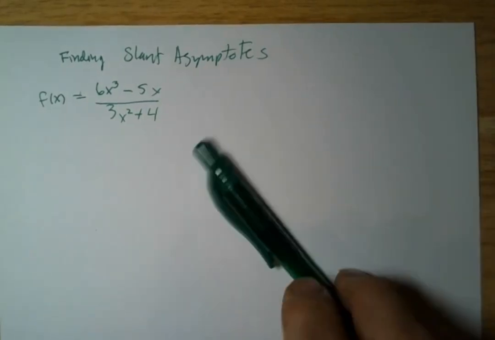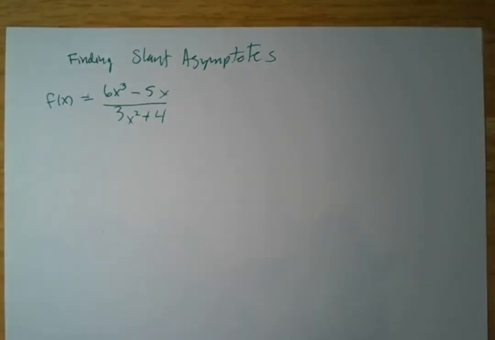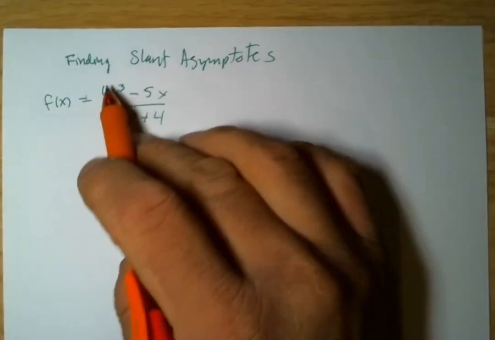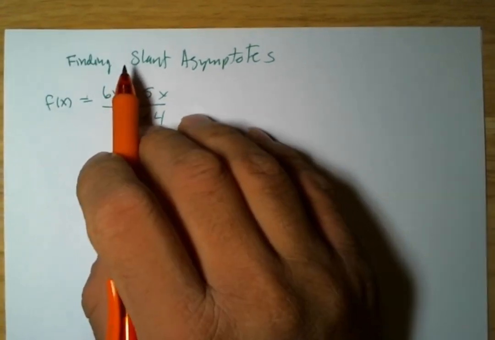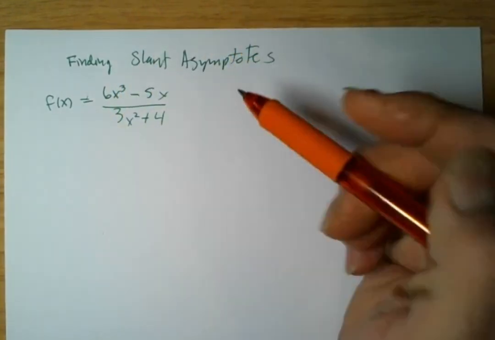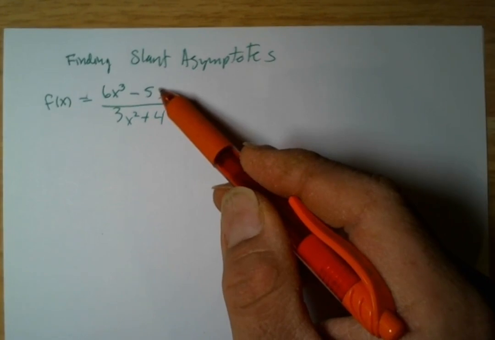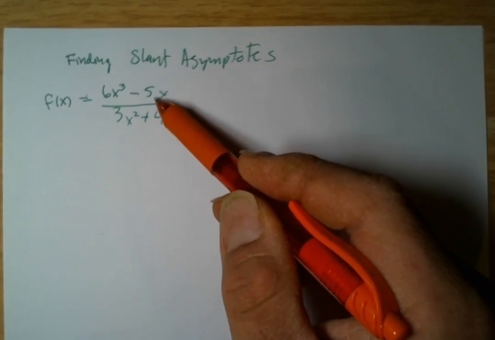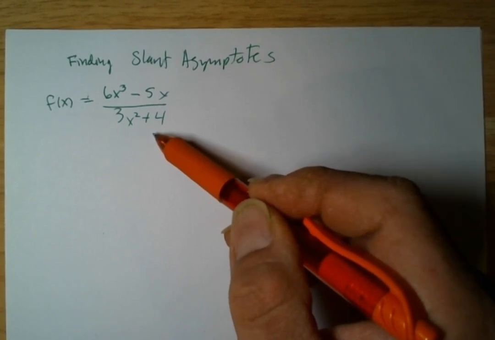Okay, so in this video, we're going to go over finding a slant asymptote. Now, one thing to keep in mind is that not all rational functions have a slant asymptote. The functions that do have what is called a slant asymptote is a function whose degree in the numerator is exactly 1 degree higher than the polynomial in the denominator.